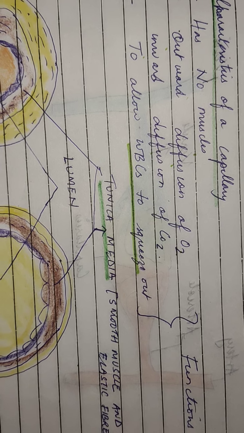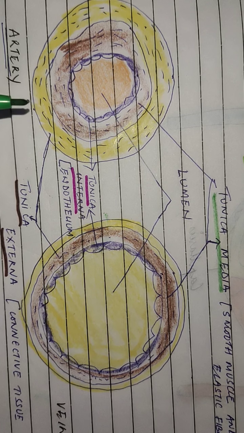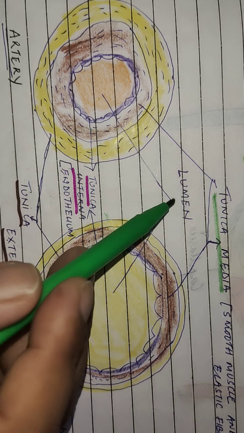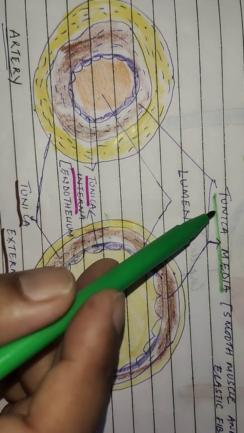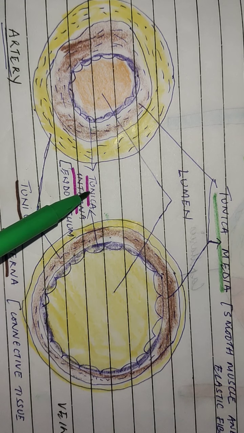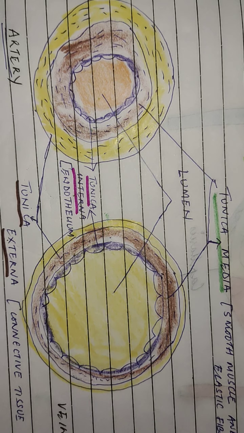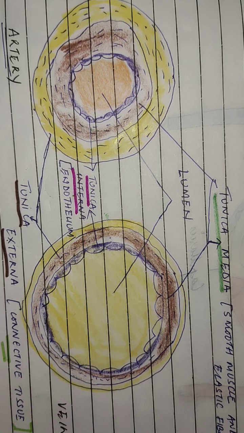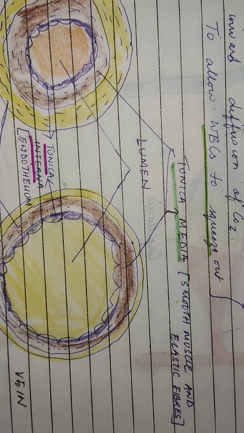Now let us compare the structure also. We can compare over here. We have artery over here, we have vein. We have the lumen over here, a big lumen over here and a small one. You have tunica media over here. Alright, so okay, you have tunica interna also over there. Can you see that? The purple one. And you have tunica externa, also known as connective tissues. They have main connective tissues over there. And in case of tunica media, smooth muscles and elastic fibers are there.